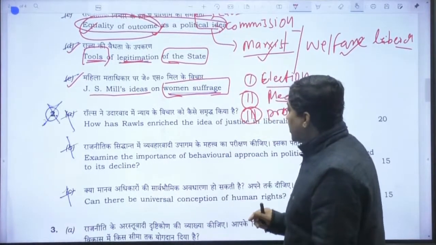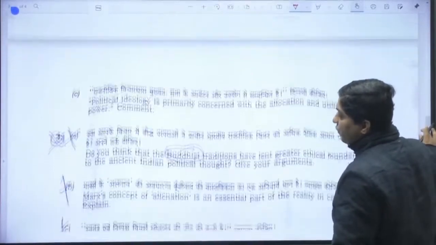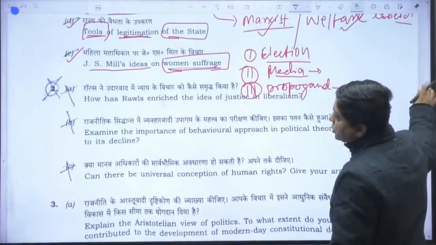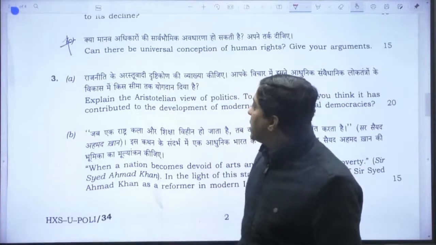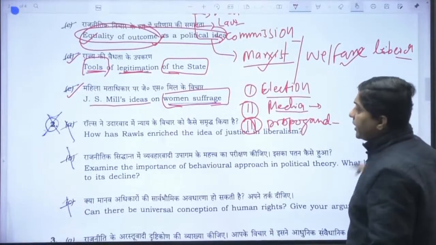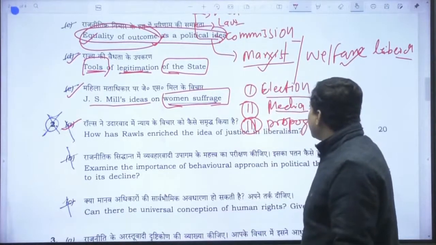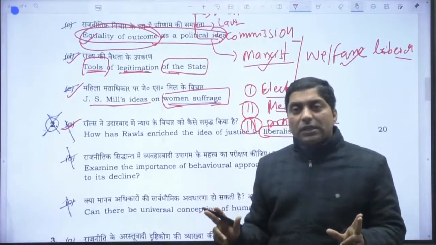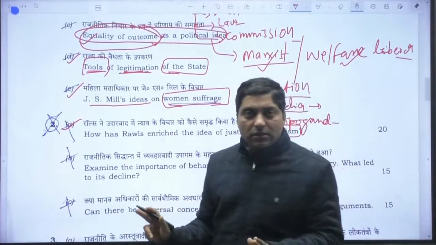Now afterwards you get many questions, 2, 3 and 4 in the first. Now at least you have to solve one. At least you have to solve one. Right. Here we will discuss each question separately. So now let's see question number 2. Here it talks about how Rawls has enriched the idea of justice in liberalism. First you have to identify in political ideology like liberalism who talks about justice, right?